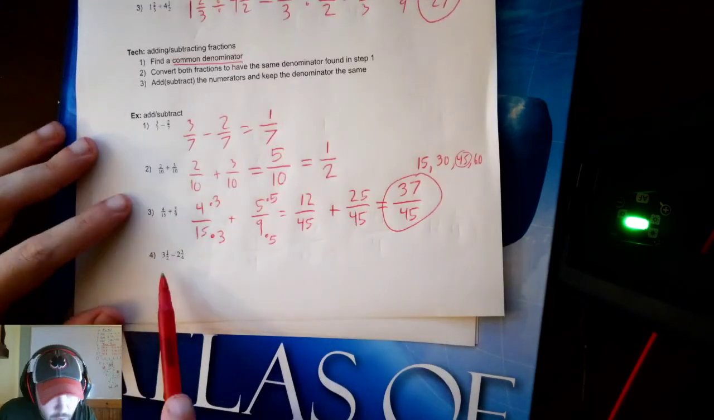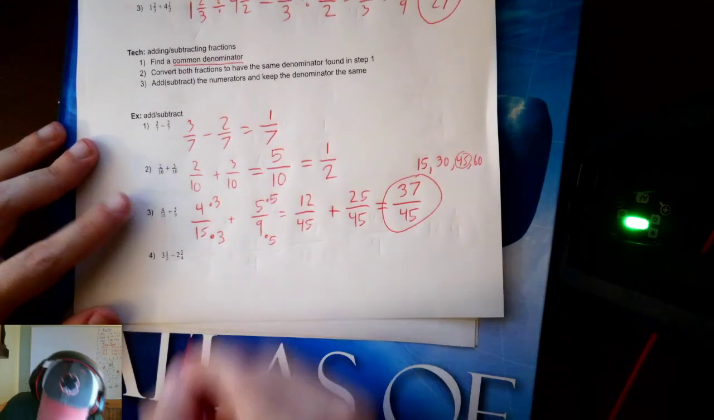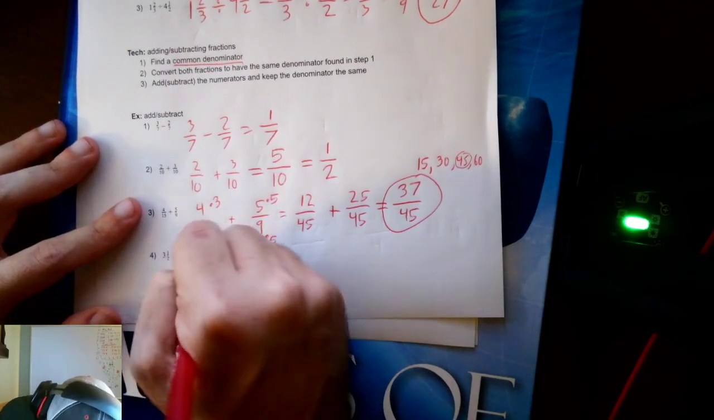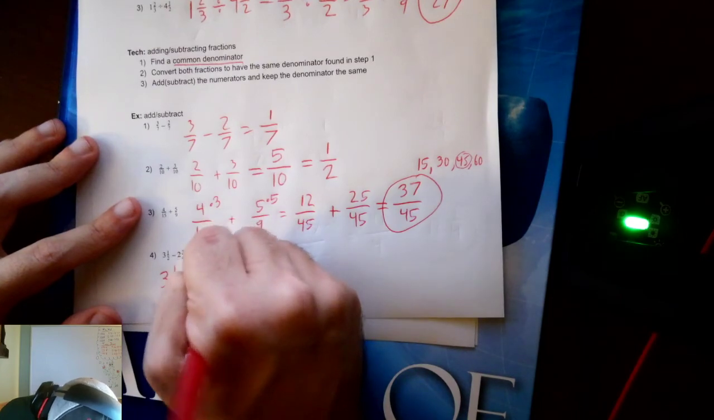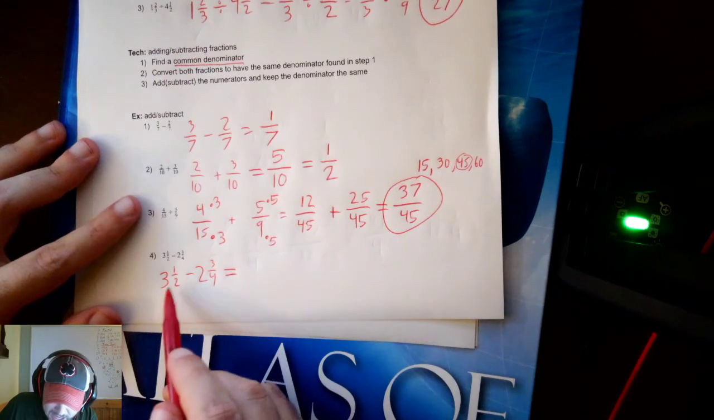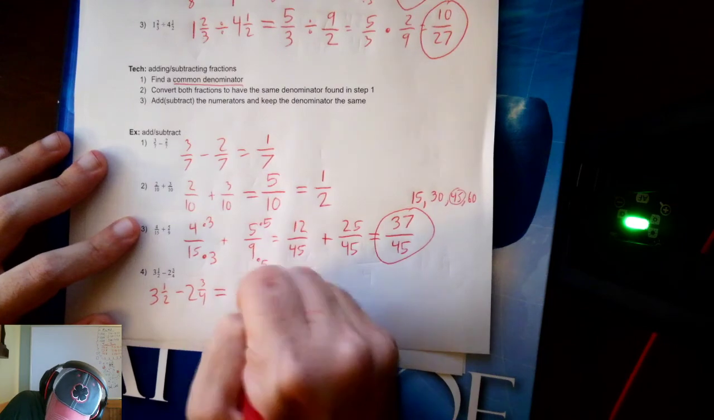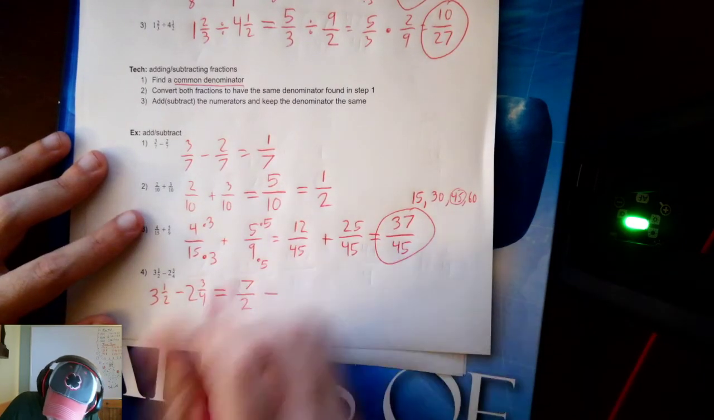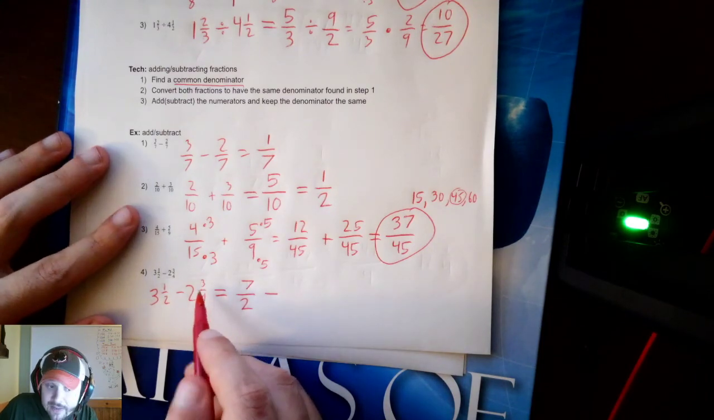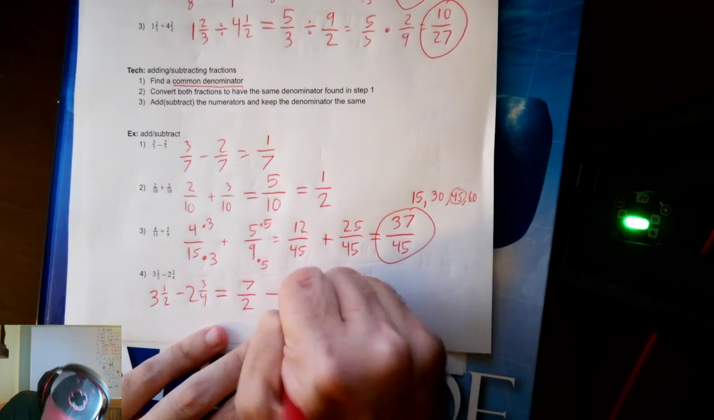Now, how about the fourth example? Oh, we're in that tricky mixed number territory, aren't we? Well, 3 1/2 minus 2 3/4. First thing I'm going to do is make them improper fractions. 3 1/2, 3 times 2 is 6, plus 1 is 7/2, minus 2 and 4 is 8, plus 3 is 11. So that'll be 11/4.